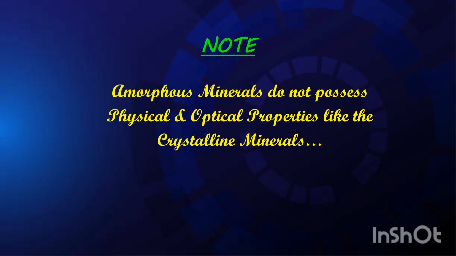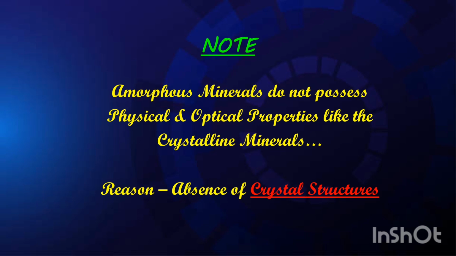So we saw that phosphatic nodule previously. It did not have any luster, any shape, any fracture or cleavage. Chemical properties are obviously there, but no optical properties, like it was not transparent or translucent, or did not have any refractive index, etc. So what is the main reason behind this? Why do amorphous minerals not have these properties? Because of the absence of crystal structure. So how does that happen?